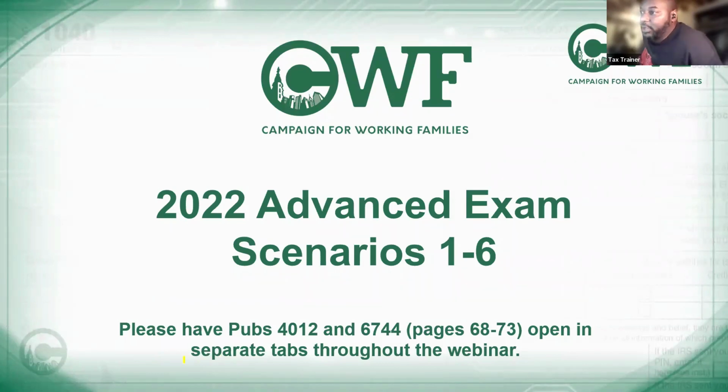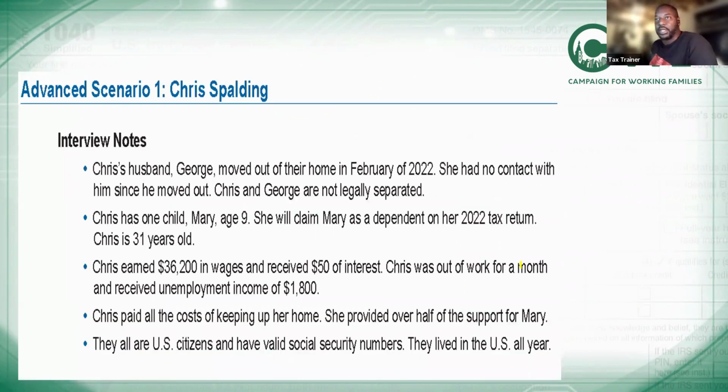All right, so let's jump into the scenarios. As I noted, 6744, pages 68 through 73 is the scenarios, and you can follow along with me. So the first scenario is about Chris's husband, George, who moved out of their home in February of 2022. She had no contact with him since he moved out. Chris and George are not legally separated. So Chris has one child, Mary, age 9. She would claim Mary as a dependent on her 2022 tax return. Chris is 31 years old.